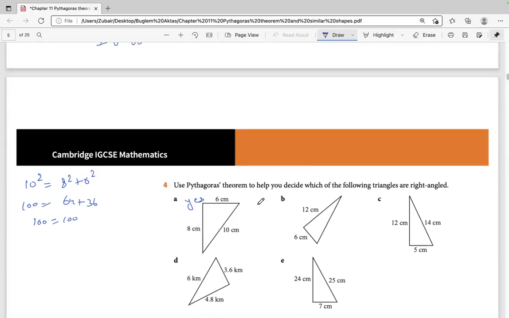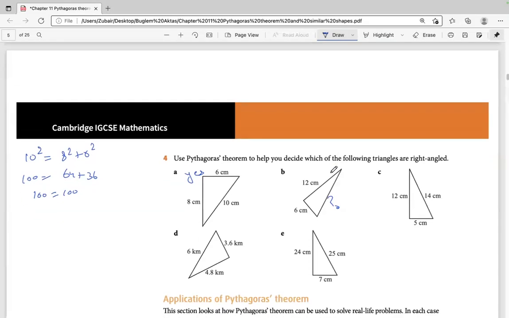Now question B can't be solved. The third side is not given. We would say unsolvable. That would be a misprint, because we should have this to solve it. Let's check for C.